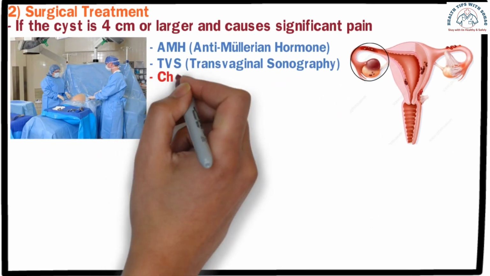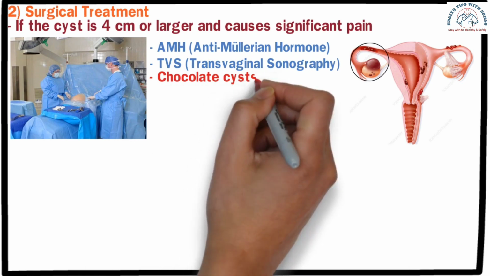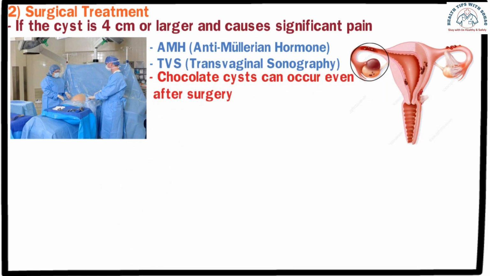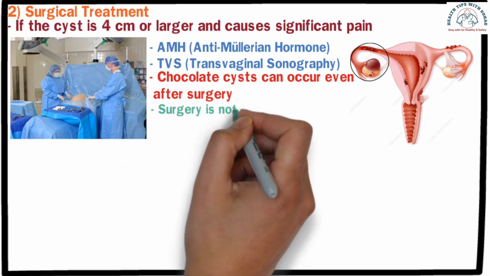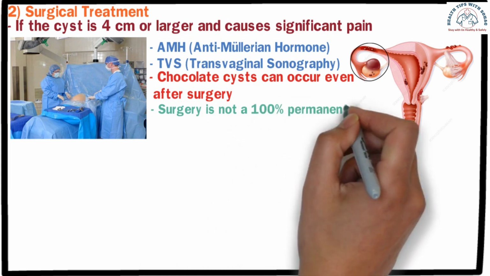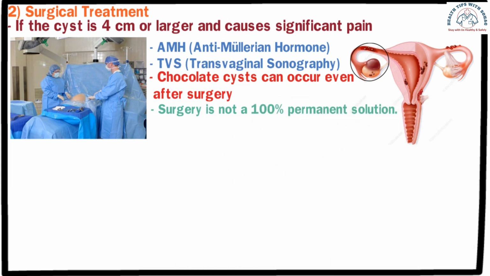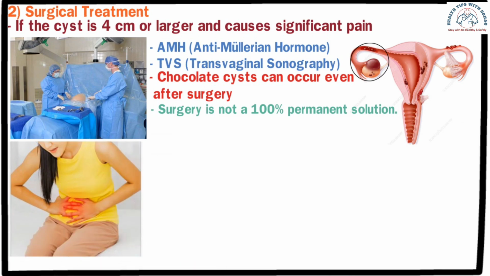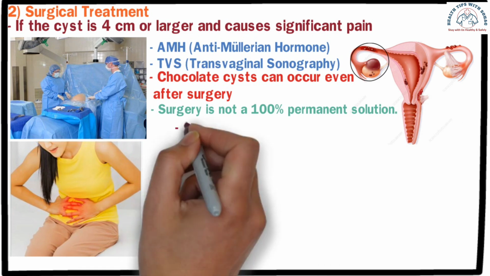One unfortunate aspect is that chocolate cyst can occur even after surgery. The surgery removes the cyst, but it may not completely remove the endometrial cells, which can lead to the formation of a new cyst. Therefore, surgery also is not a 100% permanent solution. However, if the patient experiences severe pain, surgery may be the best option to alleviate it. The decision to operate is entirely dependent on the patient's condition and the severity of their symptoms.